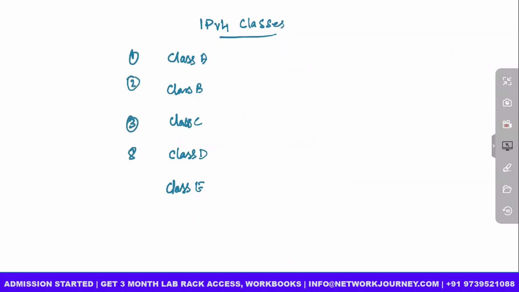So we represent them with class A, class B, class C, class D, class E. So how many are they? They are total 5. Total 5 classes. So starting with this, ending with this.